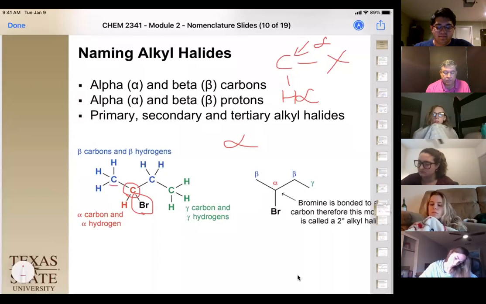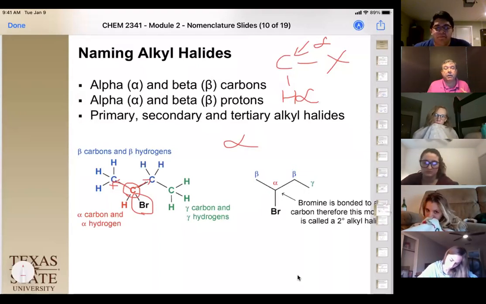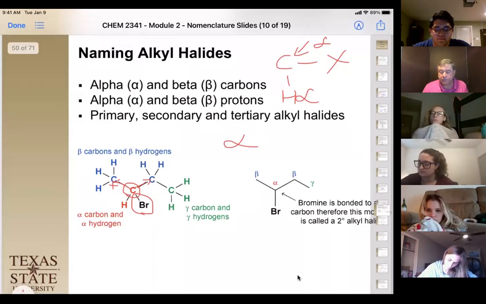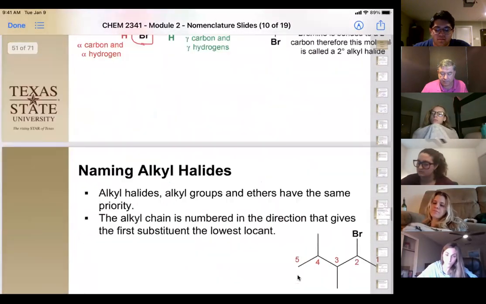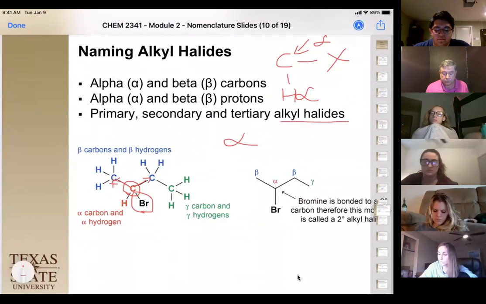The betas are the carbon and hydrogens 1 over from where the halide is attached. And the gammas are 2 over from that. So we can easily tell the difference between the alpha and beta carbons, the alpha and beta hydrogens, and know what they have. Now, the other thing we have is the priority of them, which depends on how your halide is attached.